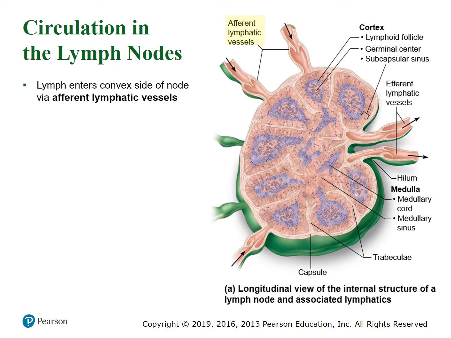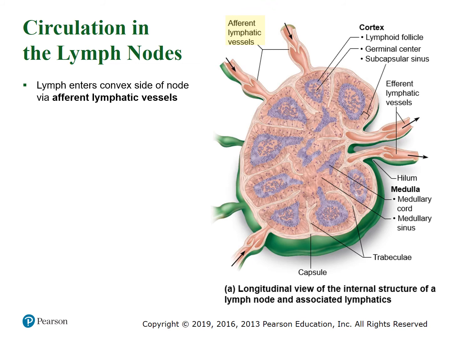So as far as the circulation into and out of the lymph nodes goes, lymph will enter the outer portion, the larger curve of the lymph node, through the afferent lymphatic vessels. If you were to look at this organ, you might think that those lymphatic vessels that are clustered at the hilum on the right side would be the afferent vessels. They're actually not. They're the efferent ones.